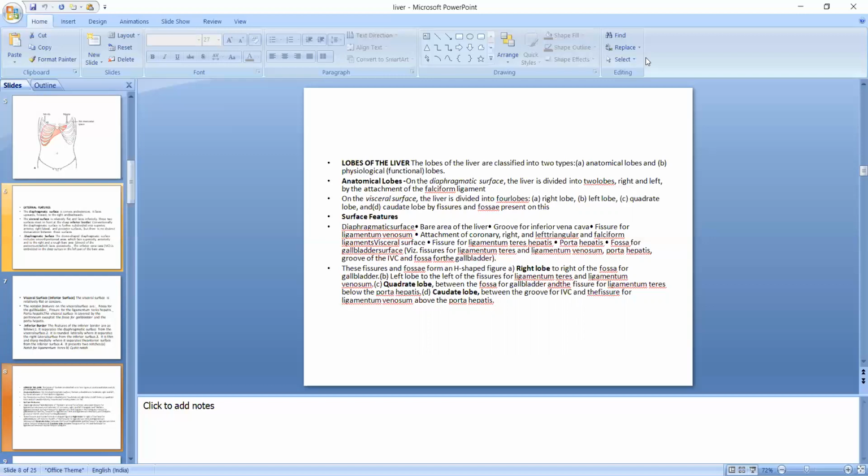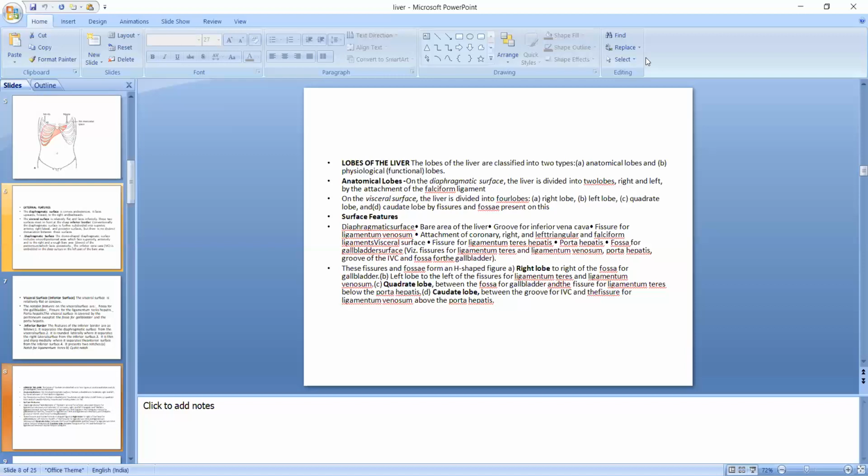Surface, these fissures and fossas form an H-shaped figure. The right lobe is to the right of the fossa for the gallbladder, and the left lobe to the left of the fissure for the ligamentum teres and ligamentum venosum, and the caudate lobe between the fossa for the gallbladder and the fissure for ligamentum teres below the porta hepatis.